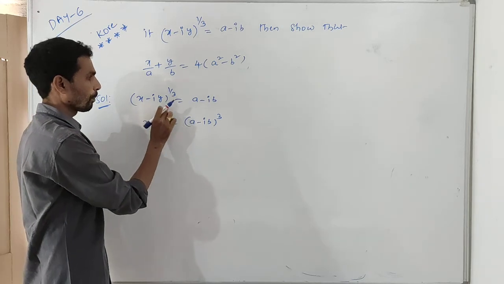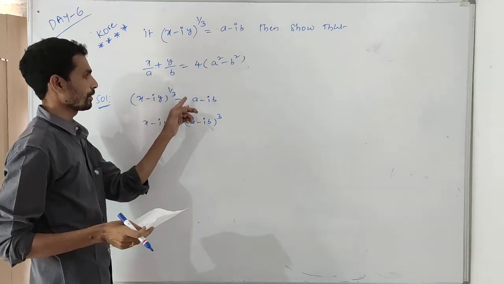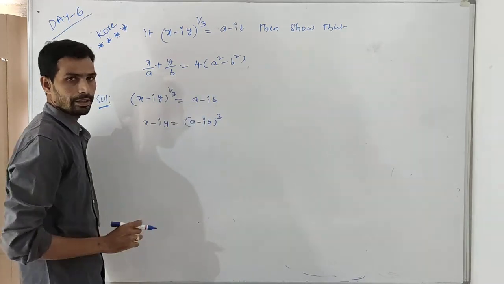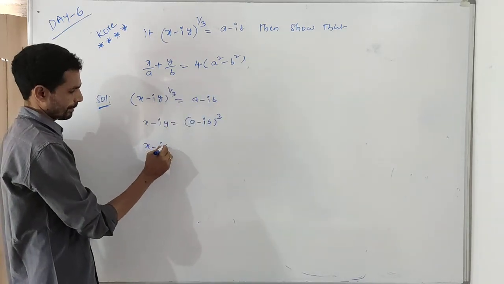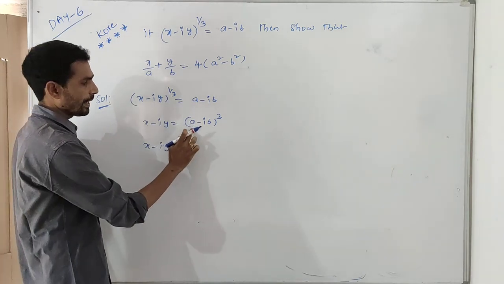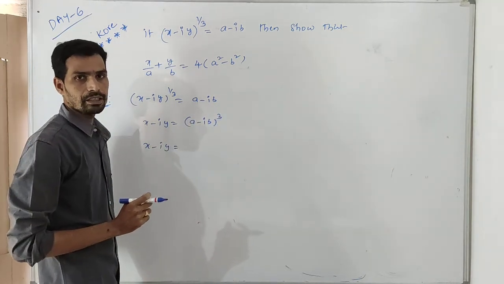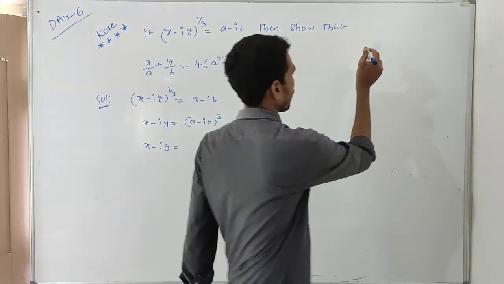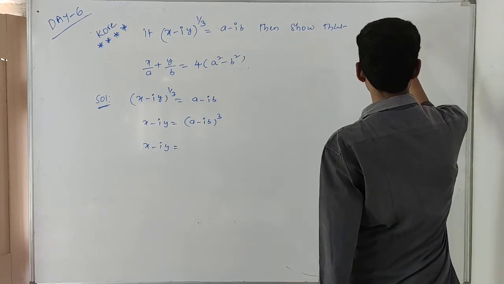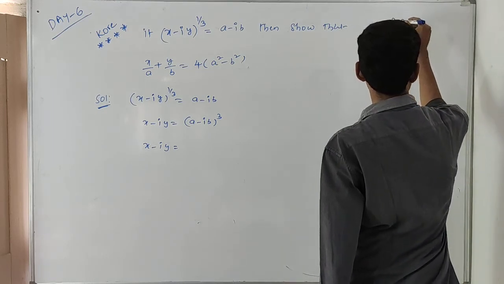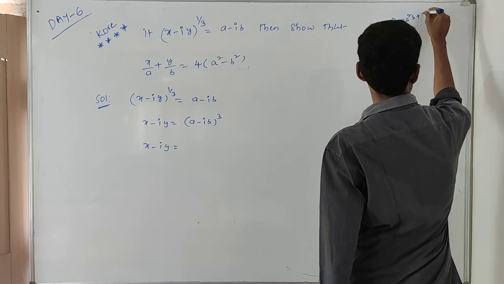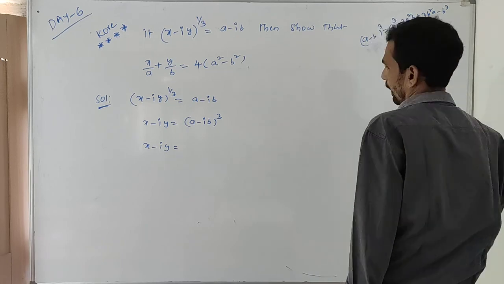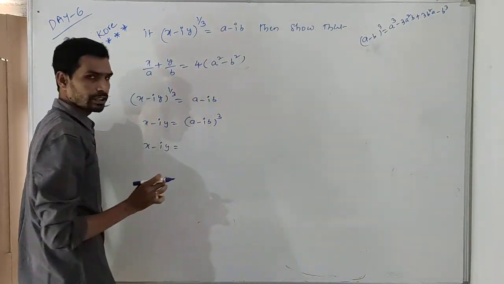Otherwise, cube both sides. We get the cube cancelling, so (a − ib) whole cube. On the LHS side 1/3, on the RHS side only 3. x − iy is as it is. Now the (a − b) whole cube formula. What is the (a − b) whole cube formula? It is a³ − 3a²b + 3ab² − b³, with signs plus, minus, plus, minus.